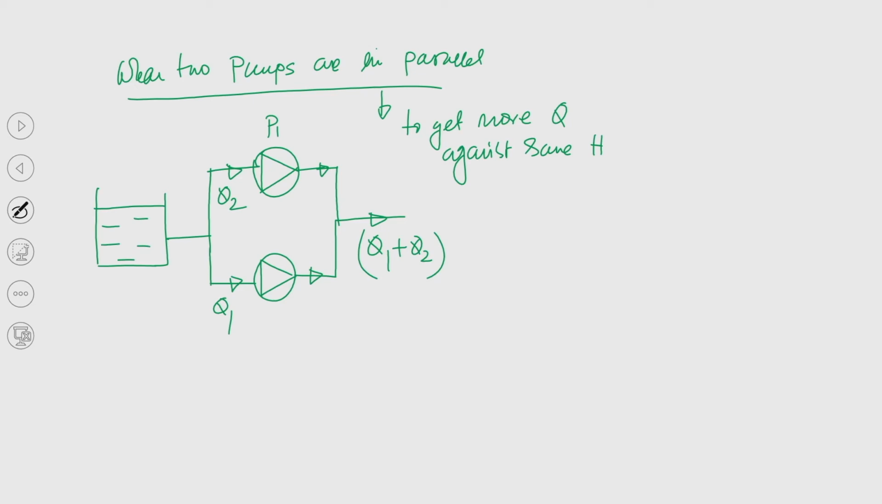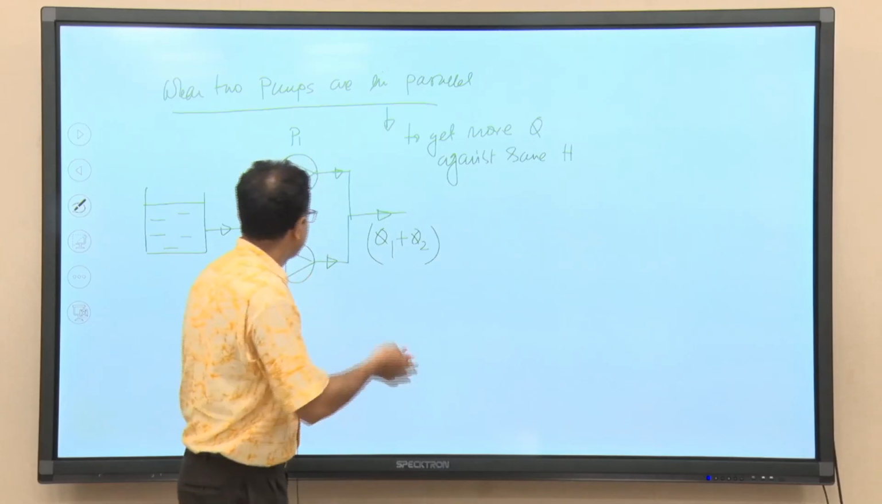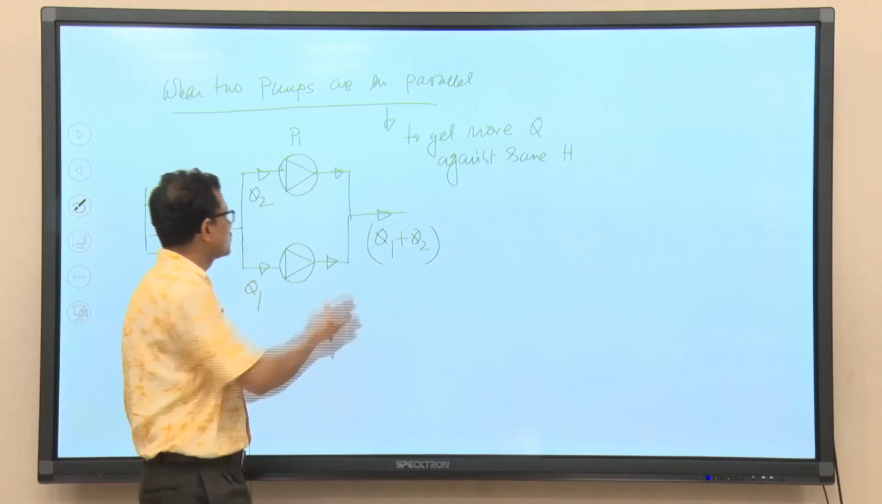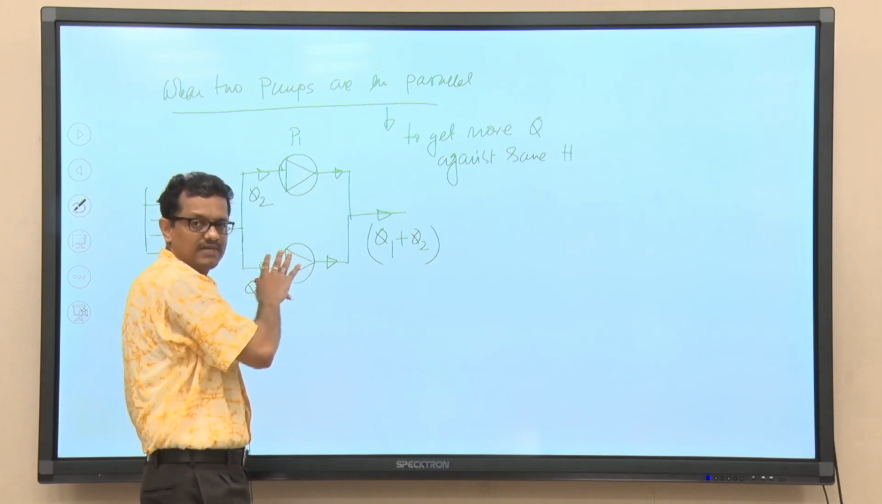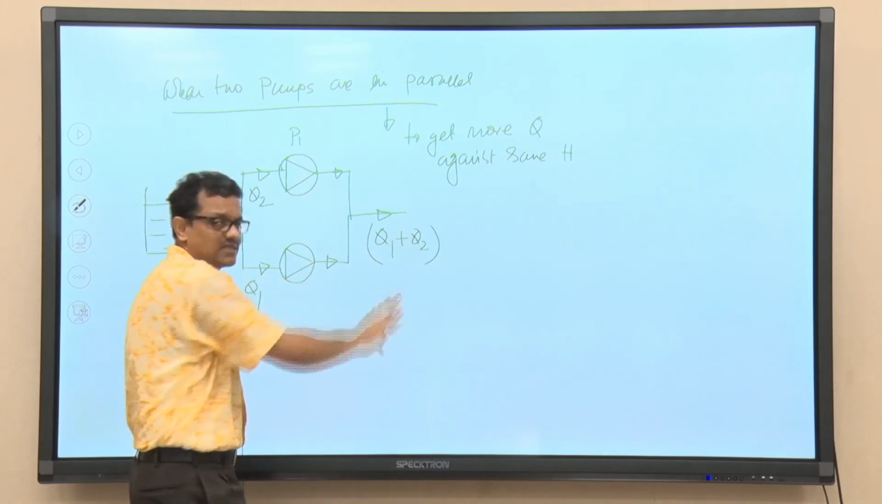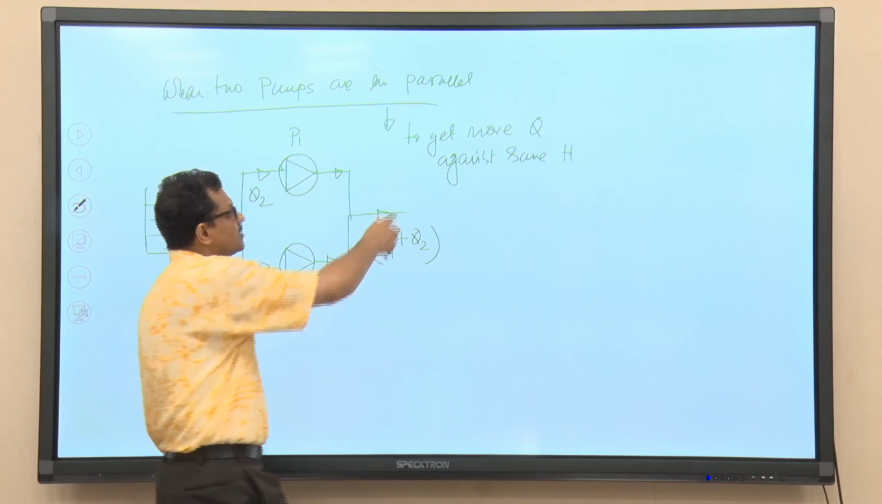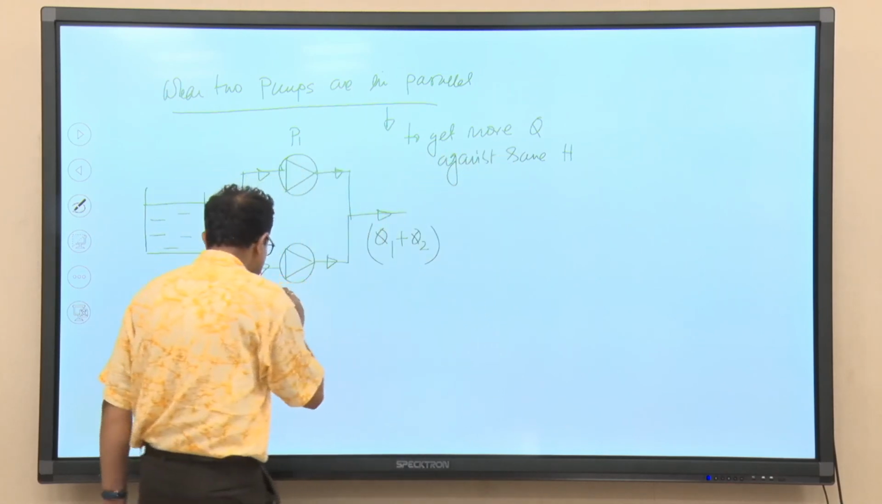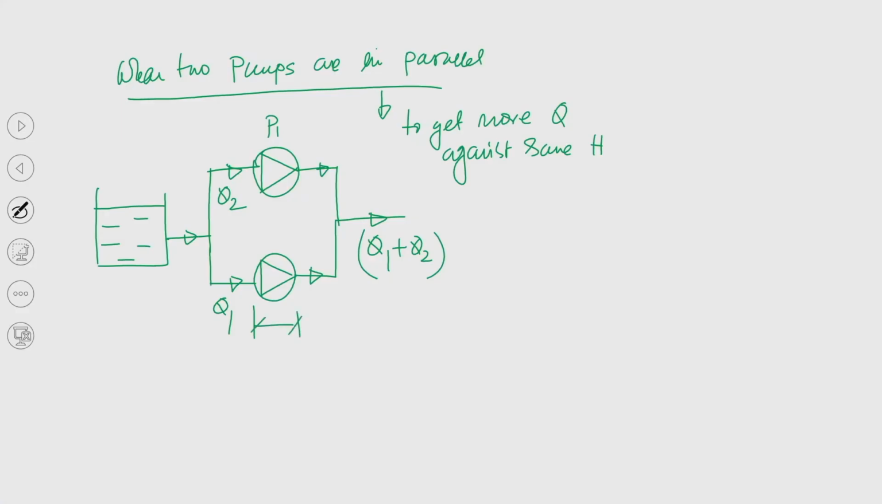Okay. So, you can understand if these two pumps are of similar design, then it will be Q1 plus Q1, that is 2 Q1, but in a more generic form I have written Q1 and Q2. And that is what our objective is, to get more Q against the same head. So, this pump will also experience head H and this pump will also experience head H, right.